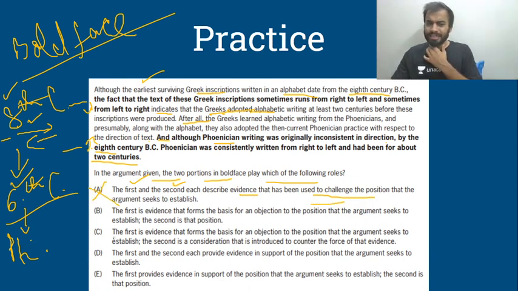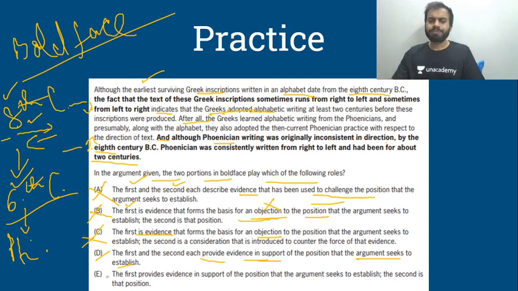So we eliminate A. B, the first is evidence that forms the basis for an objection. No, it forms the basis for support. We are not objecting to the position of the passage, we are supporting the position of the passage. So we eliminate B. C, the first is evidence that forms the basis for an objection. Again, they are talking about objection. We are not forming any basis for any objection, rather we are forming the basis for support. D, the first and the second each provide evidence in support of the position that the argument seeks to establish. Yes, this looks to be the correct answer to me.